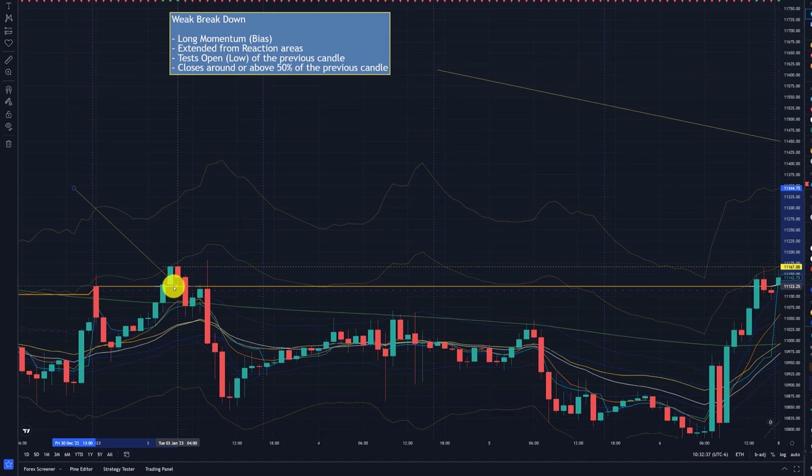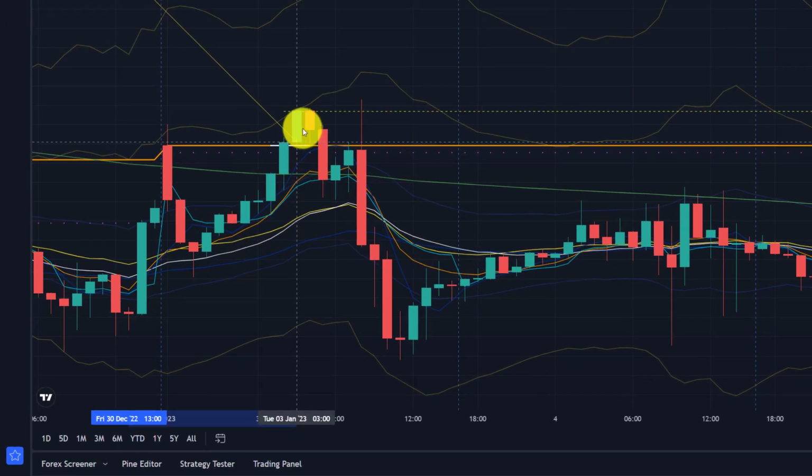And the one thing that candle does typically is that the low of this red candle will test the previous candle's open, and usually, sometimes, the previous candle low. But at a minimum, it tests the previous candle open. And then what it does is it closes around or above 50% of the previous candle. And that's what we see here. So we see this pattern here.